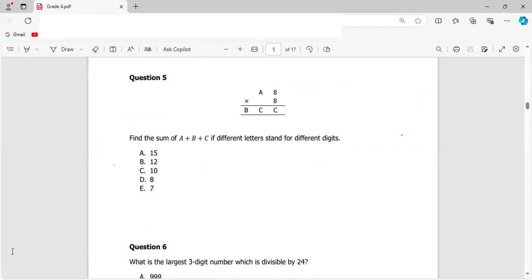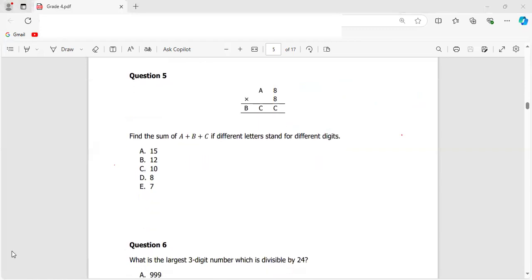Question number 5. Find the sum of digits A plus B plus C if different letters stand for different digits. Now you have 8 and 8 and you have BCC. So 8 times 8 gives you 64, 6 carry, and you have an A, and C is already a 4. Now 6 plus something is resulting in a 4. So basically it has to be an 18 or something which ends with an 8.